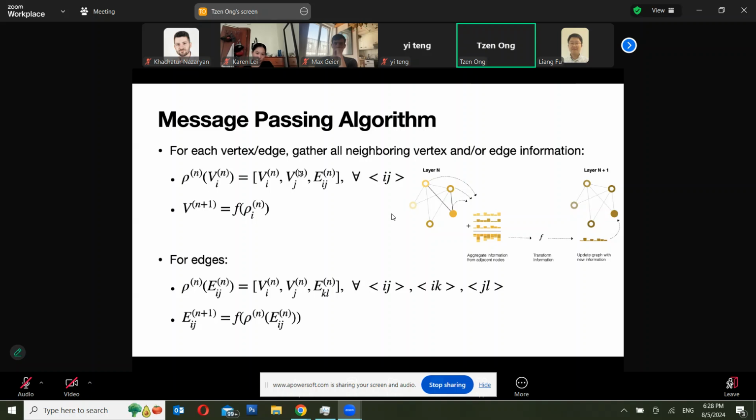Okay, so this is message passing for the vertex. Then same thing, message passing for the edges will be VI and VJ. You probably won't be able to follow the details. Like, what is the big picture?